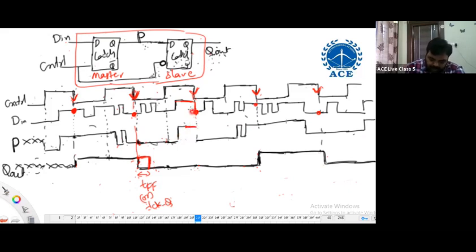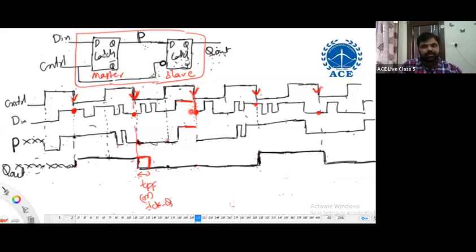Till this point, understand correctly. What confusions will be there? Let us understand here. At that edge, it is changing from 1 to 0. Till that point, the master latch is enabled, following its input. Yes, following. At that point of time, it is getting disabled. When control is changing from 1 to 0, master is getting disabled.